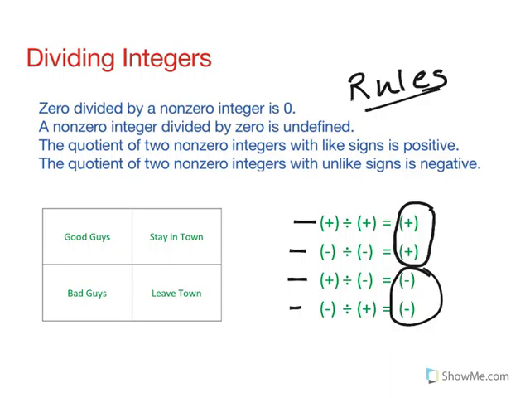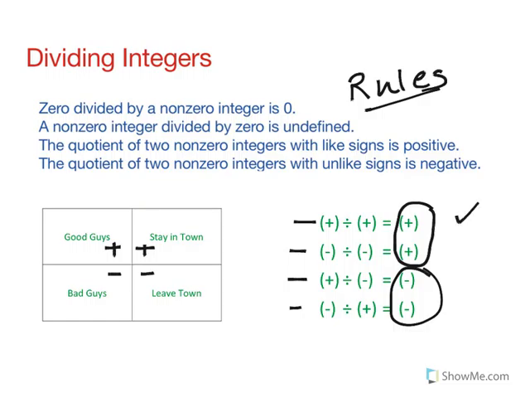All right, so here's the good guys and bad guys. Again, I did this with multiplying integers. We will assign a sign to each of these. Good guys, you would say, is positive, and the bad guys we're going to call negative. Staying in town is a positive thing just because it's kind of a direction, and leaving town would be negative, a direction again. So if the good guys stay in town, that's a good thing. So positive divided by a positive is a positive.